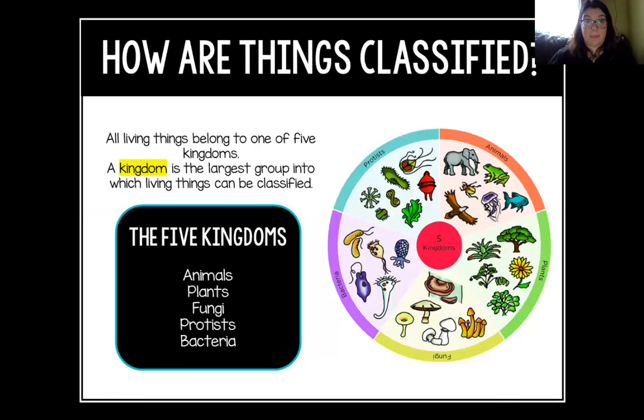How are things classified? All living things belong to one of 5 kingdoms. If you remember, the kingdom was up at the top. The kingdom is the largest group into which living things can be classified. There are 5 kingdoms: animals, plants, fungi, protists, and bacteria. We said we are going to focus on the animal kingdom today, but I wanted to give you this overview.